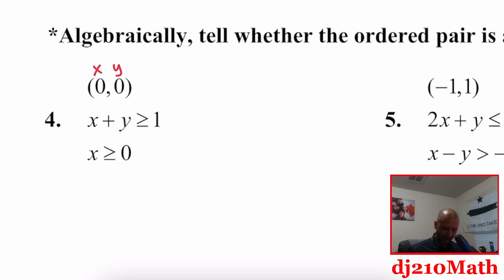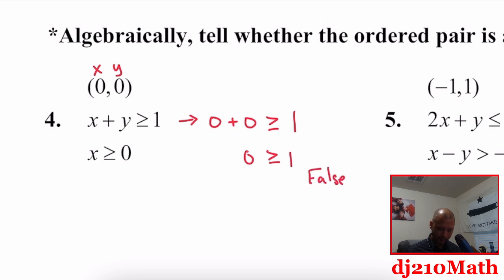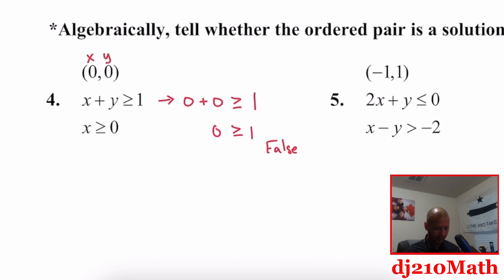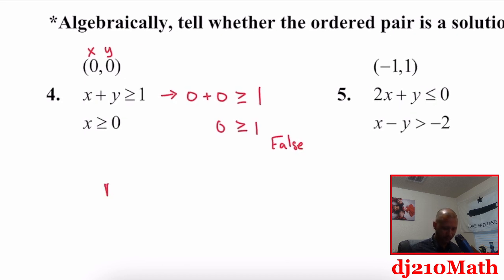So if we plug in X and Y, so 0 plus 0, is this greater than 1? Is 0 greater than 1? No, it's crazy, right? So this is false. Once you get a false statement like this, there's no need to plug it into the other one because I know that it's not true for this one, and we know that it's not a solution. I guess we could have just put no.